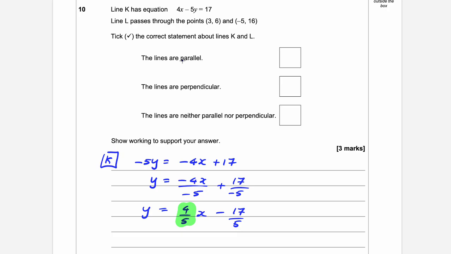This guy's gradient, L, let's do them over here. L, m is equal to y2 minus y1, 16 minus 6, over x2 minus x1, minus 5 minus 3. This is equal to 10 over negative 8, or negative 5 over 4 simplified. Now look, this is 4 over 5. This guy is minus 5 over 4. Negative reciprocal of each other, so that means they're perpendicular. So we take this one.